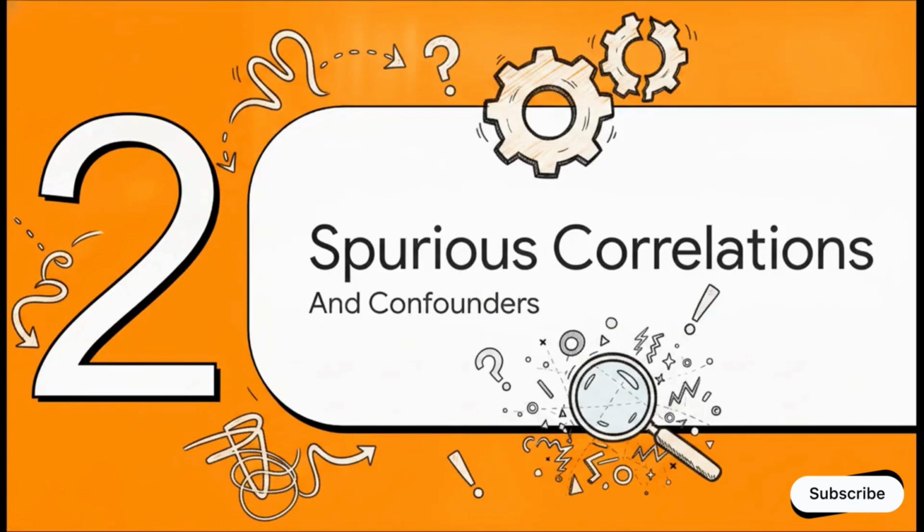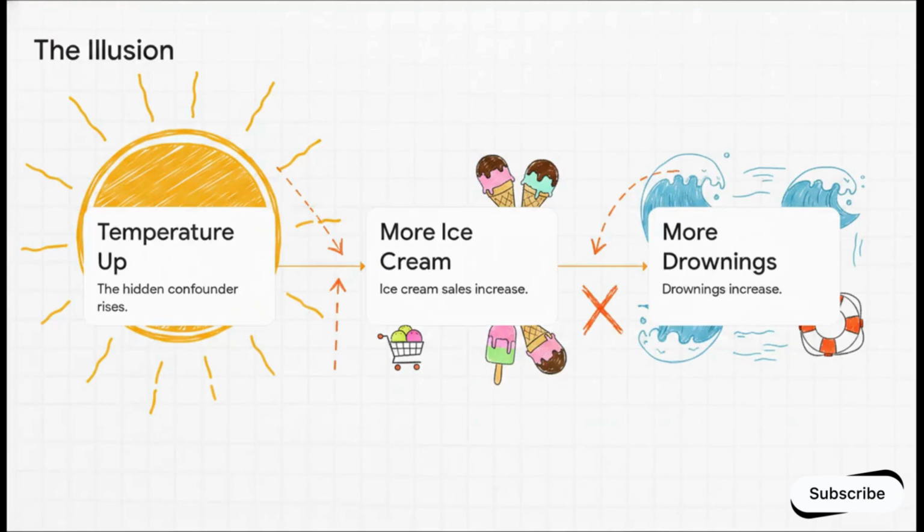Okay, moving on to section 2, spurious correlations and confounders. Consider this classic, almost terrifying scenario. Imagine a statistician observing some city data, and they notice a trend. Whenever ice cream sales go up, the number of drownings goes up too. If an AI merely calculates the standard probability, it might confidently and falsely assume eating ice cream causes drowning.